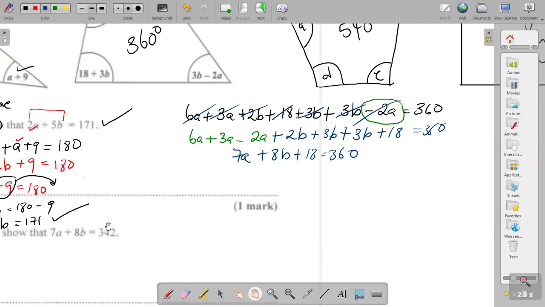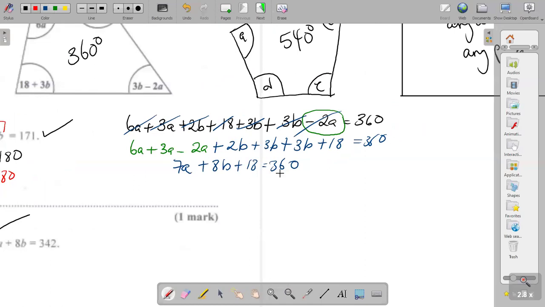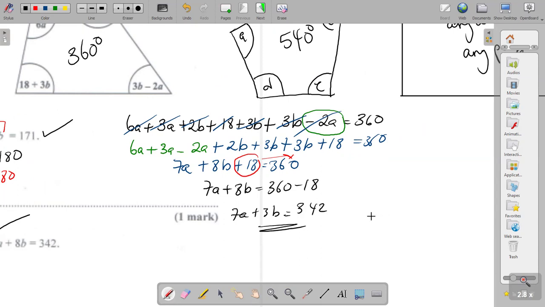So that means just like the one before, we know we just got to get rid of the 18, carry it over. Instead of adding, we're going to subtract. So we're going to end up with 7a plus 8b equal 360 minus 18. 7a plus 8b, how much is that? 342. If you got it, say got it.